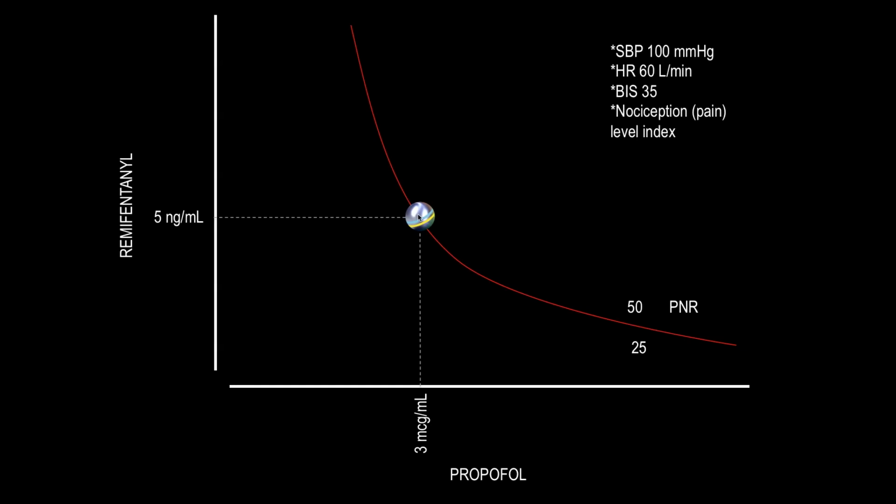Returning to the clinical case, the patient is at a suitable point regarding the probability of non-response, as reflected by heart rate, blood pressure, and nociception index, but the bispectral index went from 45 to 35, indicating that we should lower the concentration of propofol. But what happens if we lower the concentration of propofol?